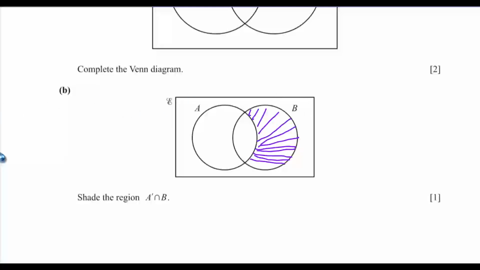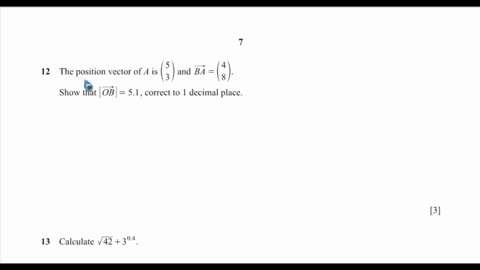So the next question is question 12. The position vector of A is (5, 3), and BA is (4, 8). Show that the magnitude of OB is equal to 5.1, correct to 1 decimal place. Okay. So for the first one, let's say you have a point here, that is point O. Okay, and you have A to be here, then we have B to be here, and we can move from B to A in this direction.